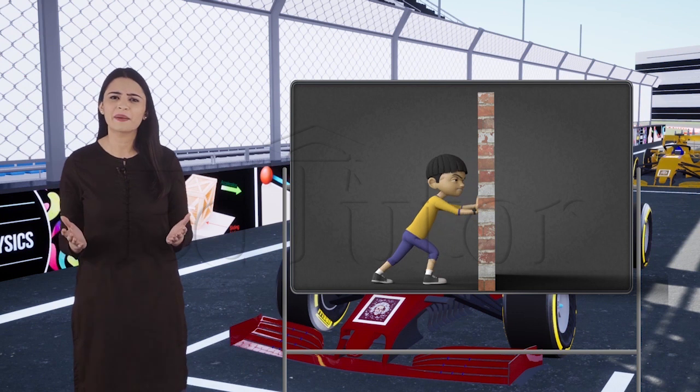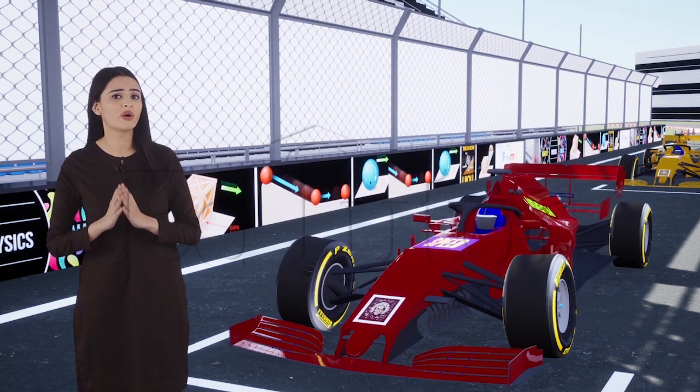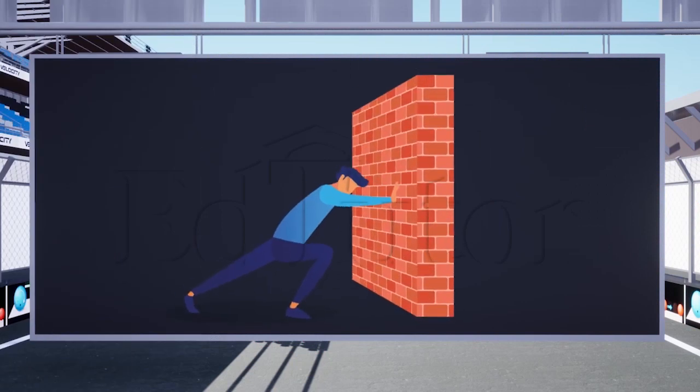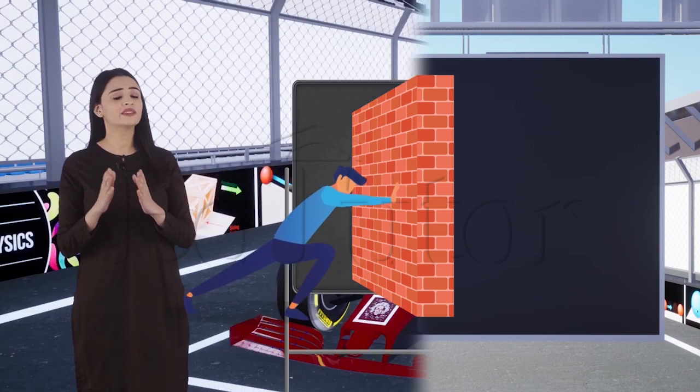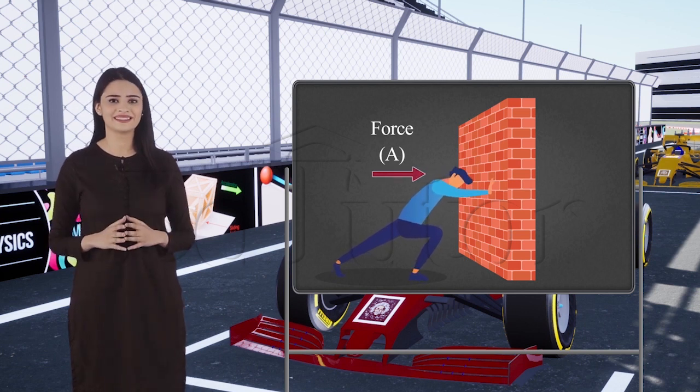No, the wall will not move. What is actually happening? Even though you are applying a force on the wall, it is still not moving. What happens is that even when you are applying a force on the wall, there is a force that the wall is applying on you as well. In simple words, let's call the force your hand is applying on the wall as force A, and the force that the wall is applying back on you as force B.